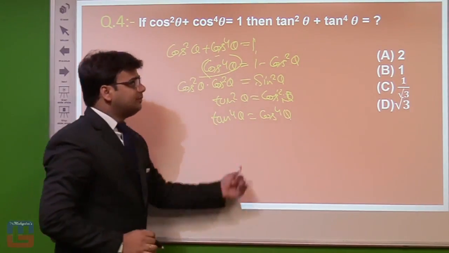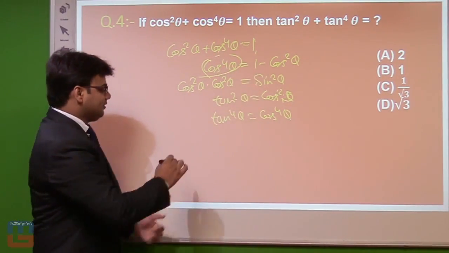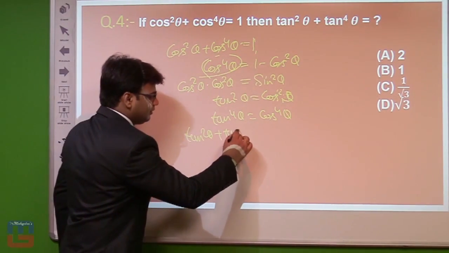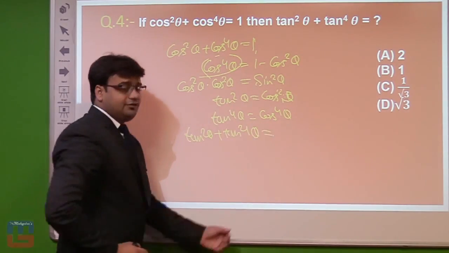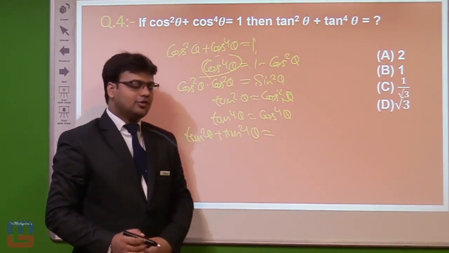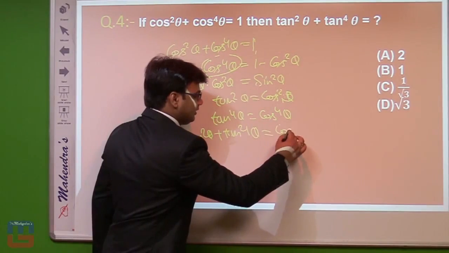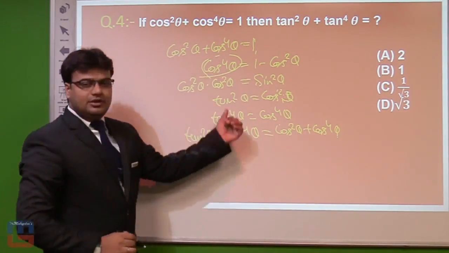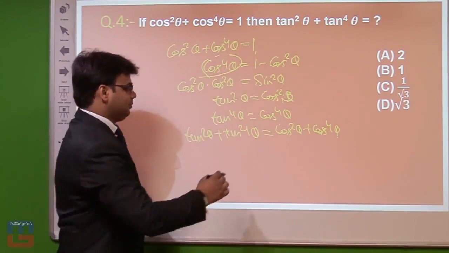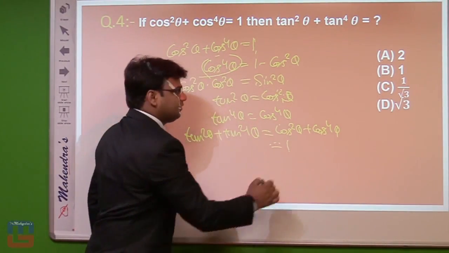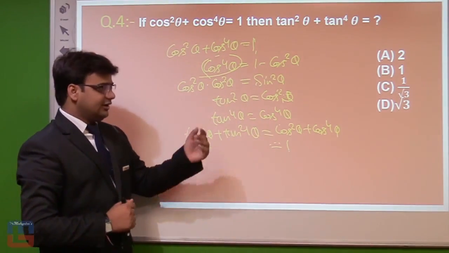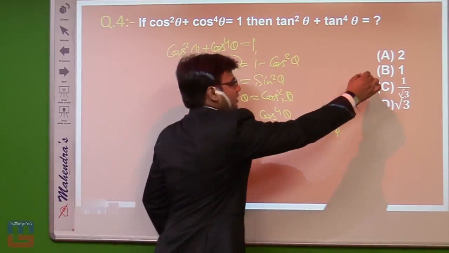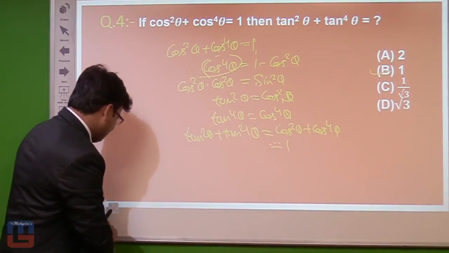If we add both, because here addition is required, that means tan square theta plus tan to power 4 theta is equal to cos square theta plus cos to power 4 theta. Then what will we get? It is equal to 1. That means 1. We check which option it is available in. It is clear it is available in our second option. So the correct answer is second. Check what the next question is.